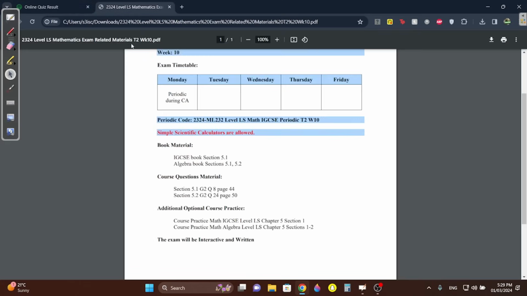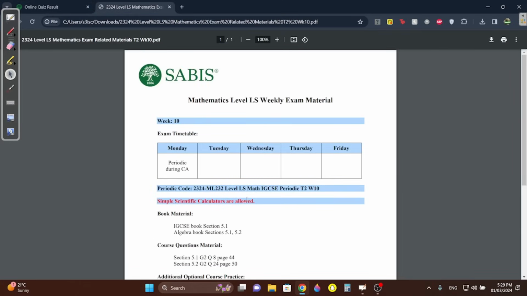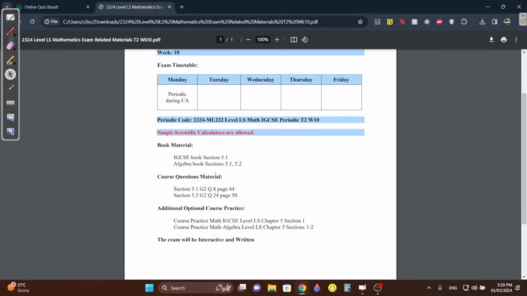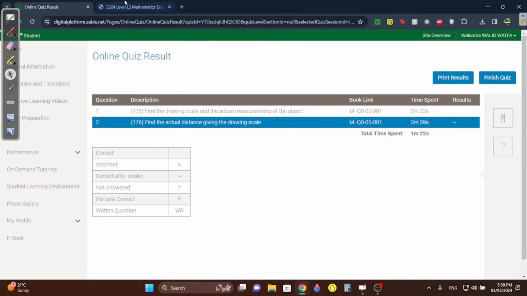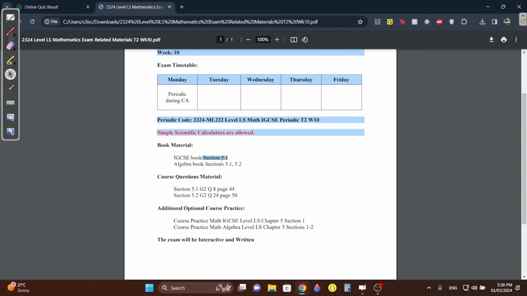Okay, this is term 2, week 10, IGCSE Math periodic. We have 3 sections, one from the actual IG book and 2 from the algebra book. This section is about scale drawings, very easy, and the rest is vectors. I think you can tell, there's also a written part.